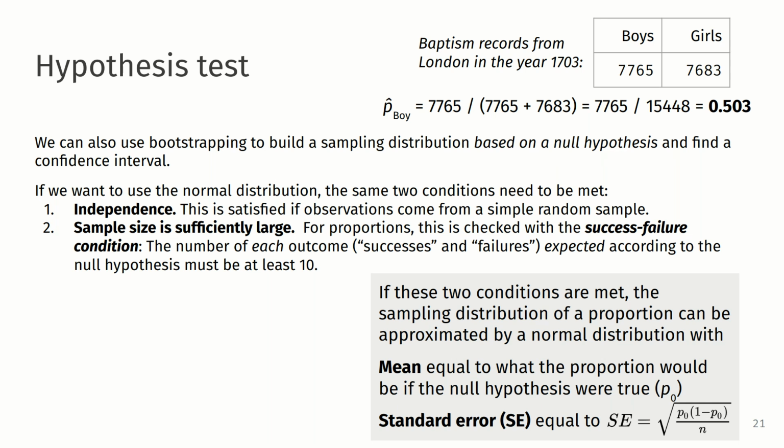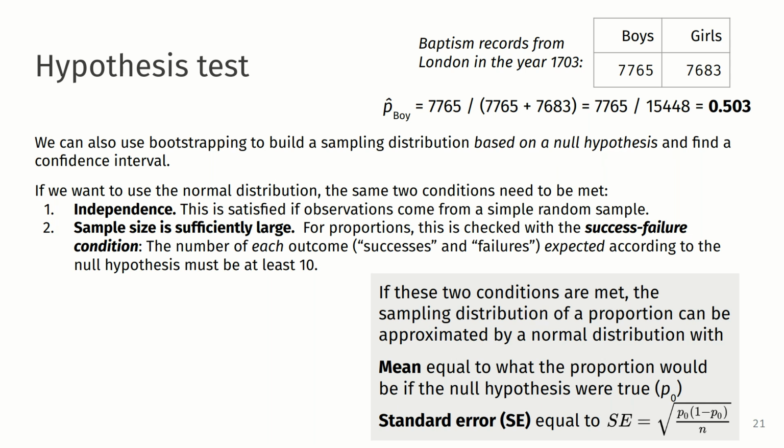the sampling distribution of a proportion can be approximated by a normal distribution with a mean equal to what the proportion would be if the null hypothesis were true, so we sometimes write that as p0, and a standard error equal to the square root of p0 times 1 minus p0, divided by the total sample size, n. So you see, all we've done here, relative to what we did for the confidence interval, is replace p hat with p0. So that's probably the easiest way to think about this.